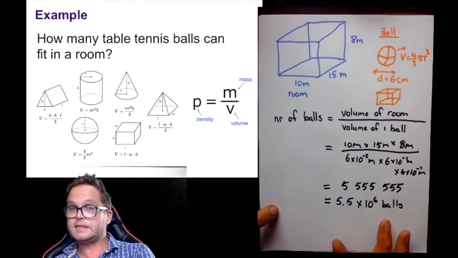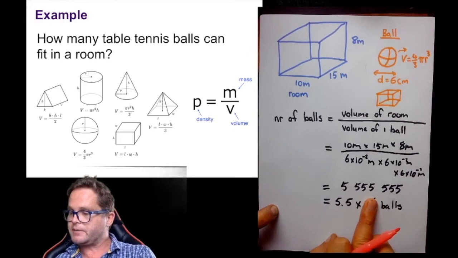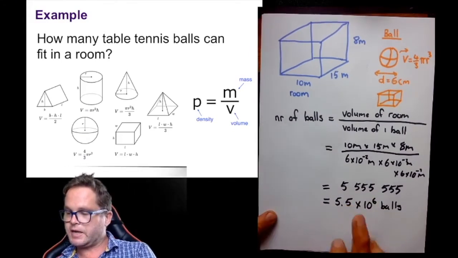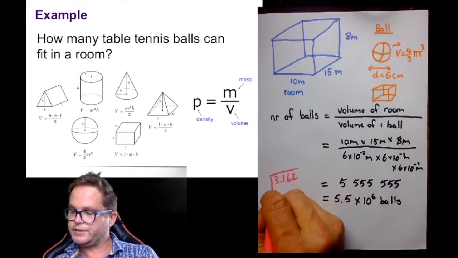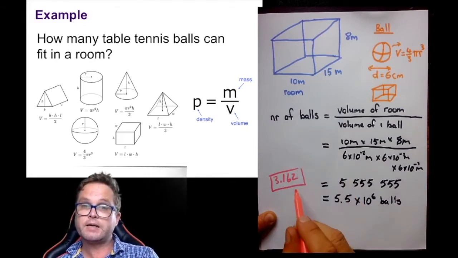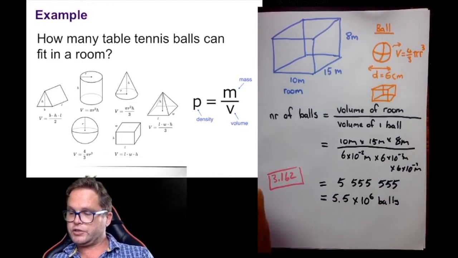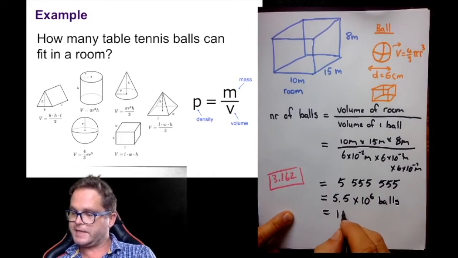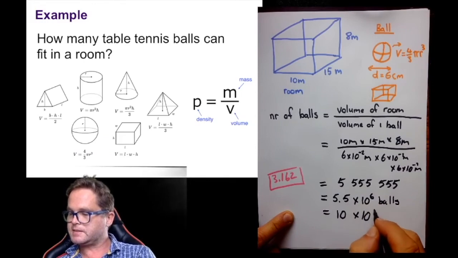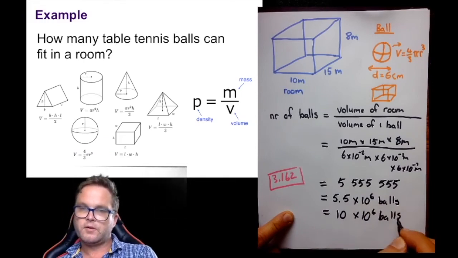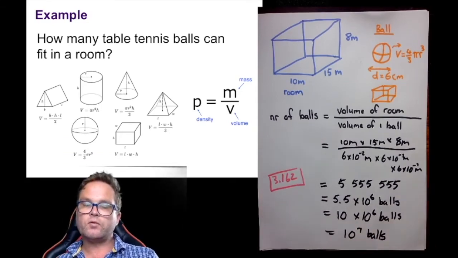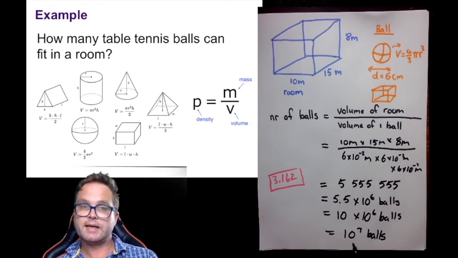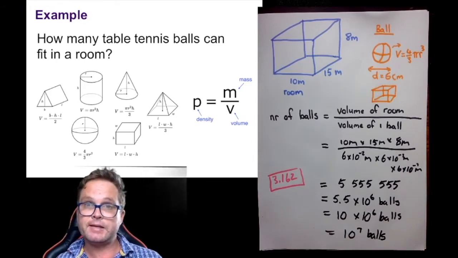The next thing we need to do is take a look at the number preceding the 10 multiply. So we look at this number here, this 5.5, and we compare this to the number 3.162. We note that in this case 5.5 is bigger than 3.162, so that means that we're going to round this 5.5 to 10. So this is 10 times 10 to the 6 balls, which is of course 10 to the 7 balls. So there, we've done an order of magnitude calculation, and our solution is written as a power of 10, and we see the solution is 10 million ping pong balls.